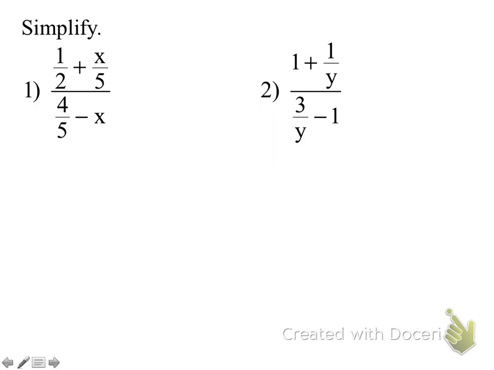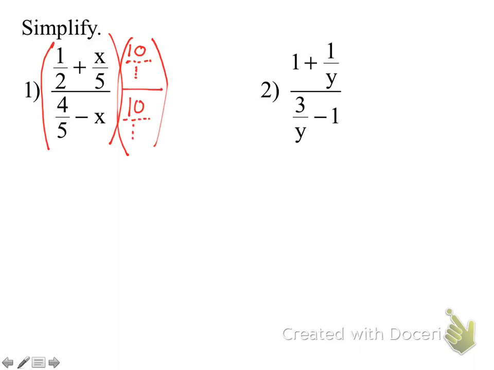What is my least common denominator? 10. So I'm going to multiply by 10 over 10. Do you want to put it over 1 or no? Okay, so when I distribute here, Nicole, what gets cross-canceled? And what am I left with? 5, and so we're left with 5 times 1 is 5.